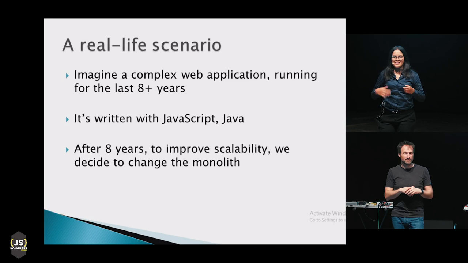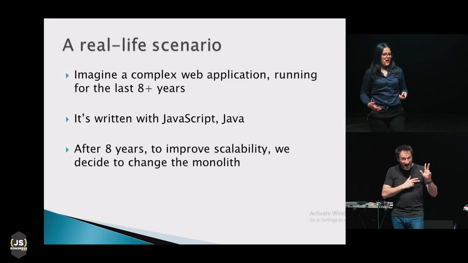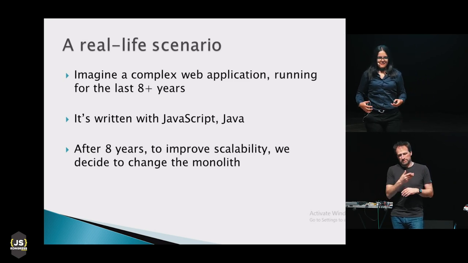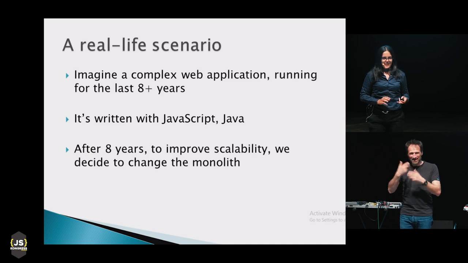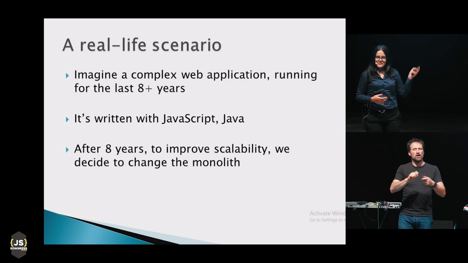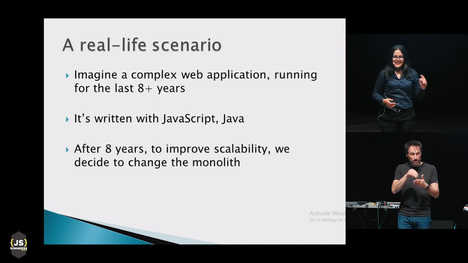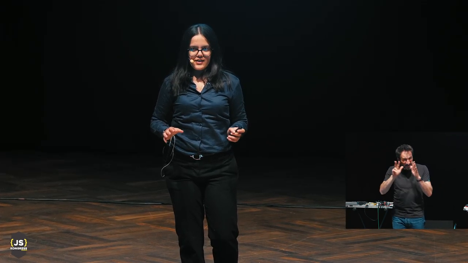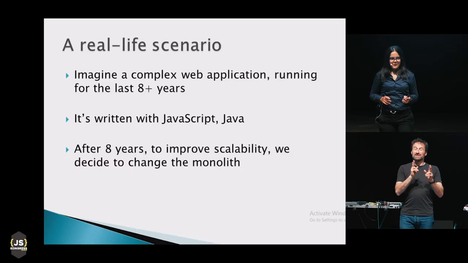So in our real life scenario, our application has been running for 8+ years. Now, this is a product that generates a multi-million-dollar revenue, right? We can't just simply change one part of it. Our company would fire all of us. It's written with JavaScript and Java. After 8 years, let me tell you, most of the people who wrote some of the original functionality are no longer with us.